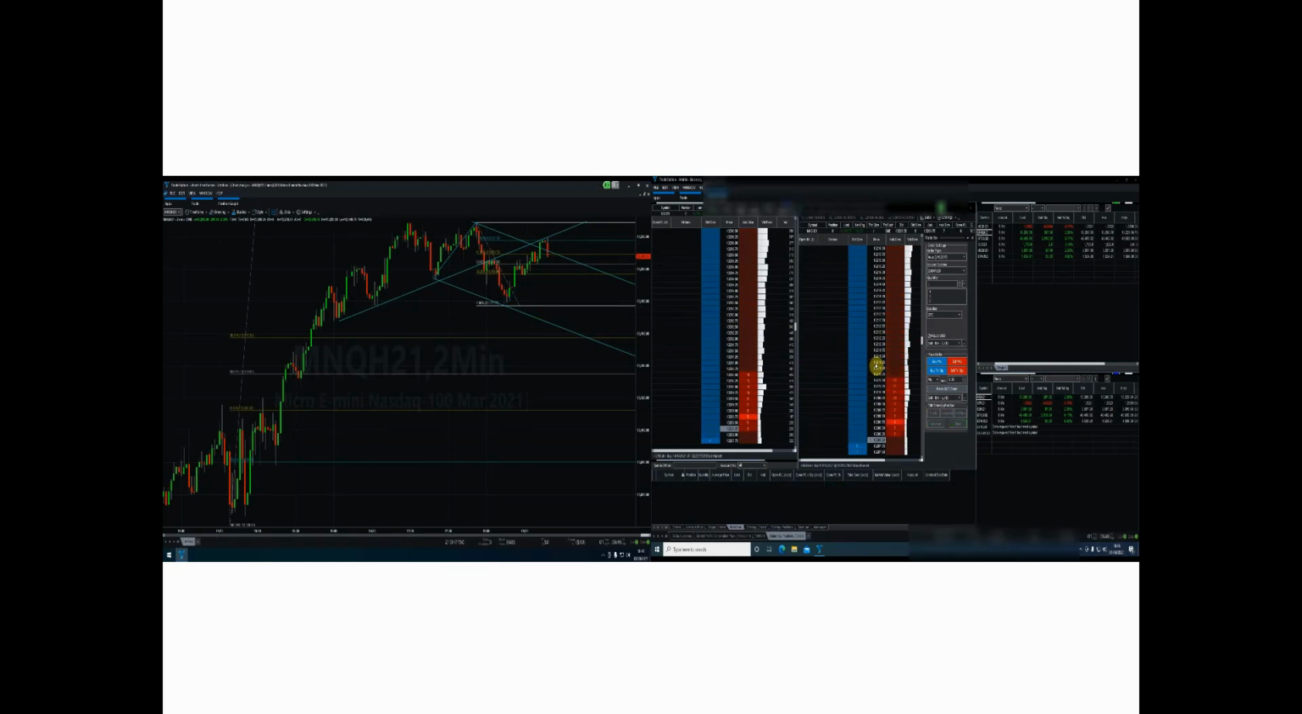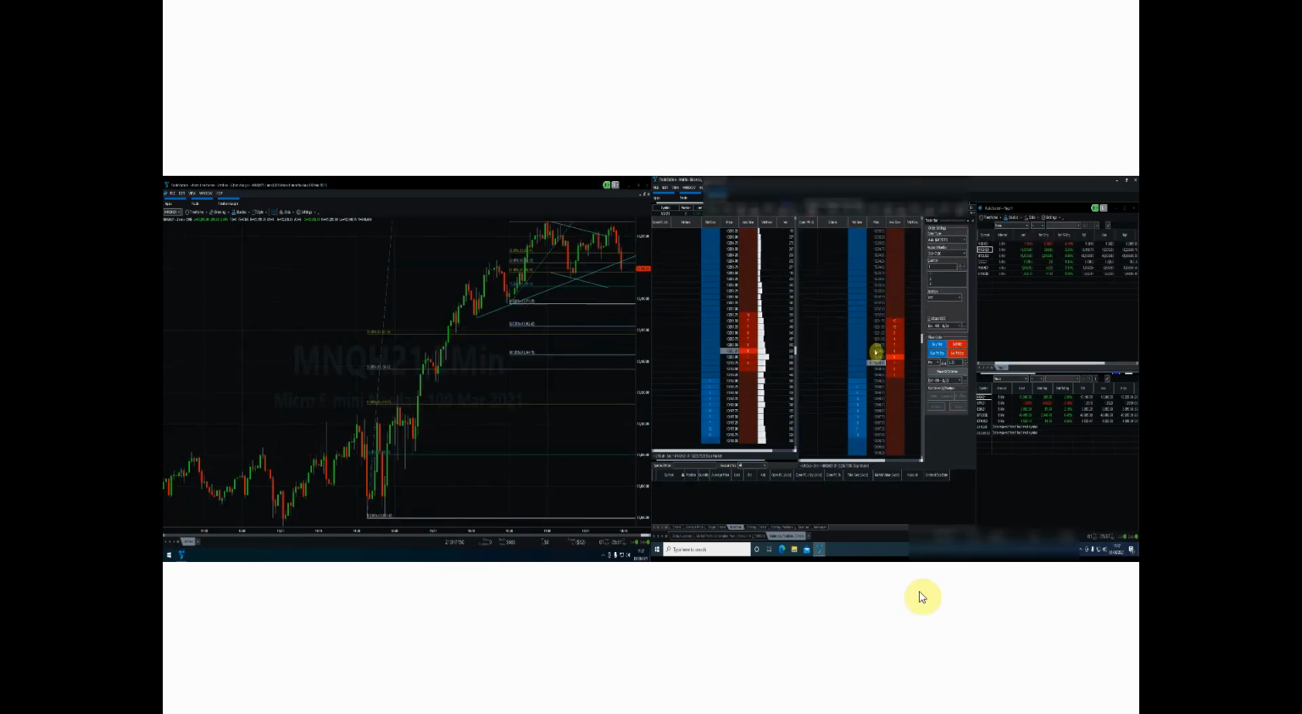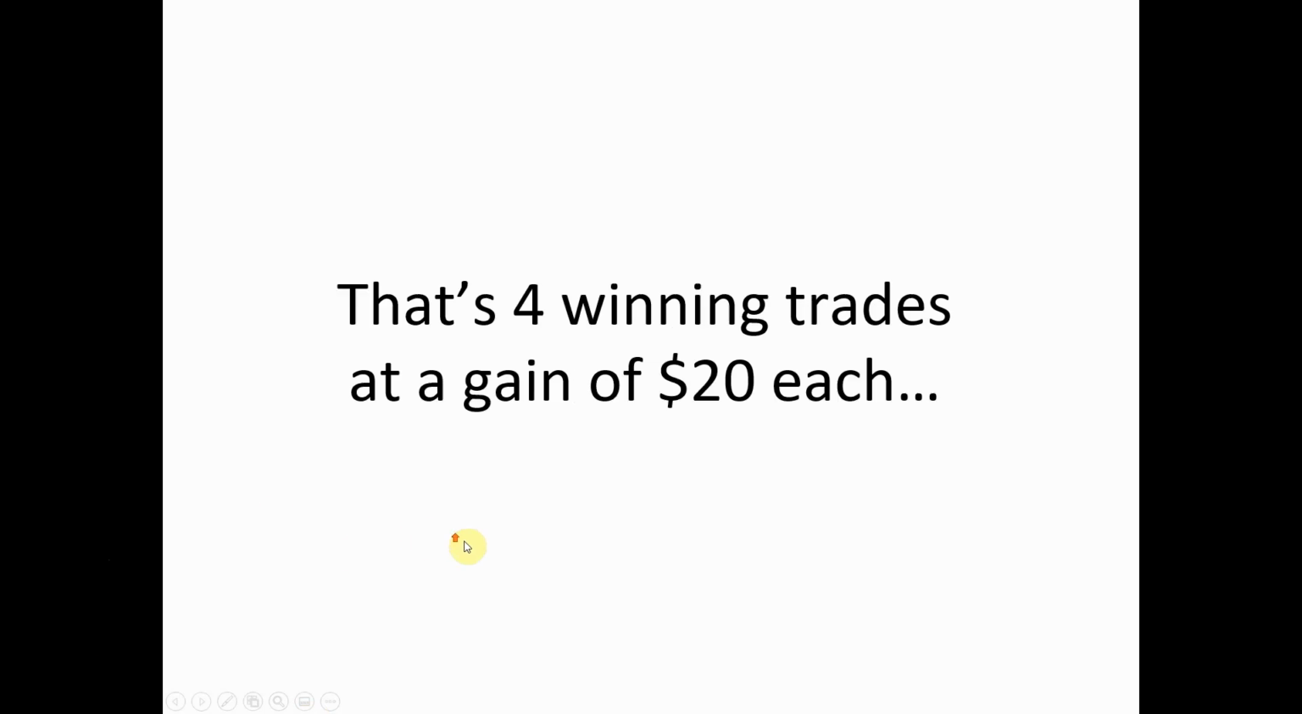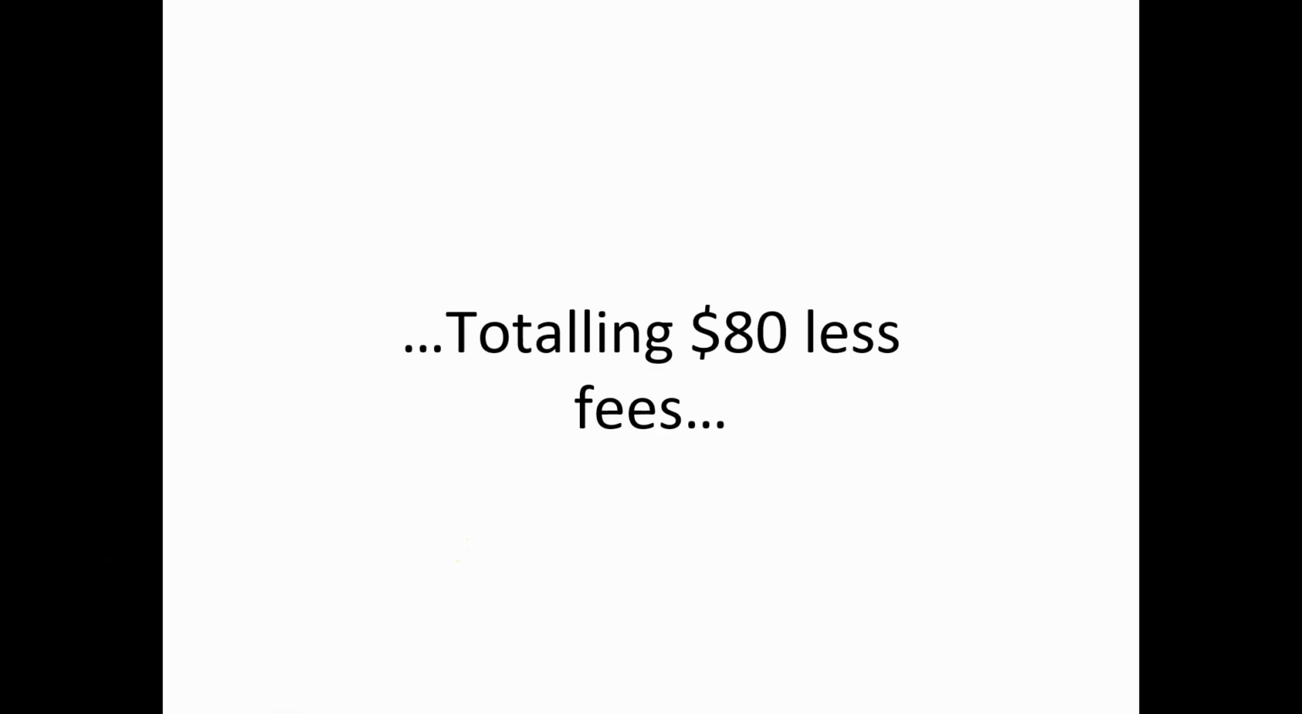So what does this mean then? What does this actually mean for you? So that's 4 winning trades at a gain of $20 each, totaling $80. That's in an hour and a half, less the fees. Bear in mind that the full size contract would have been times 10, which would have been $800 per contract of profit. After the fees, it leaves $72 in just 90 minutes.